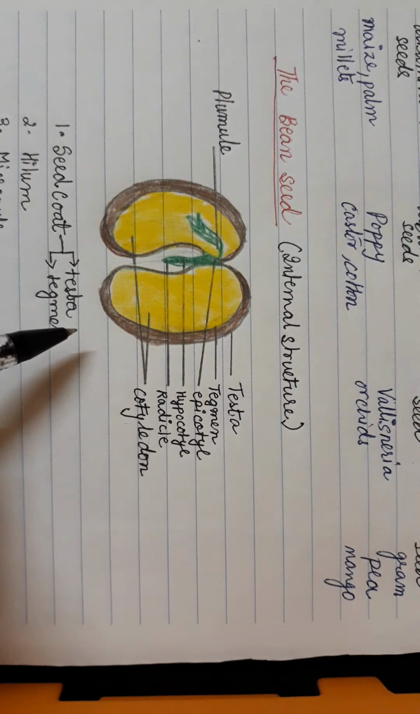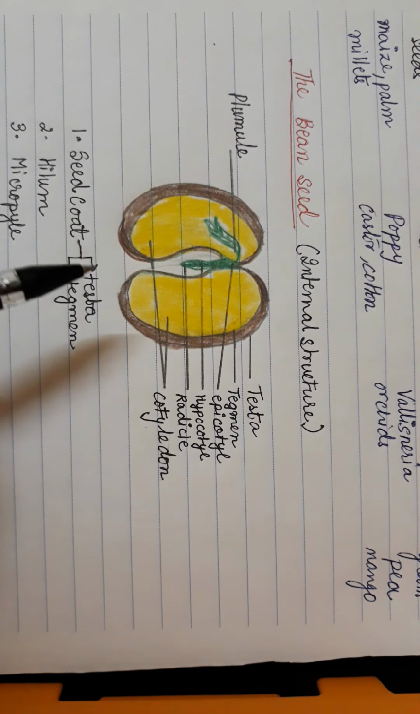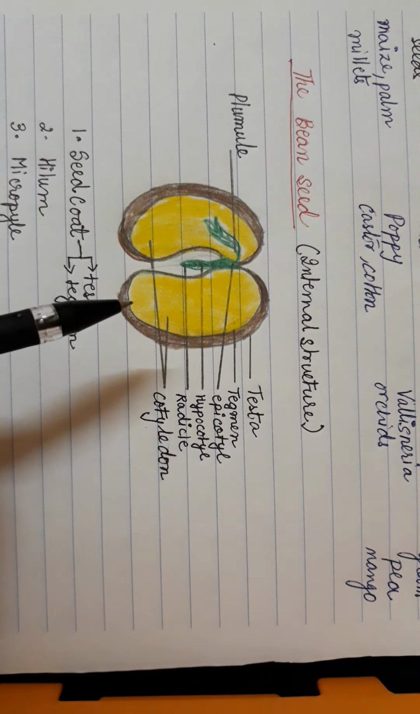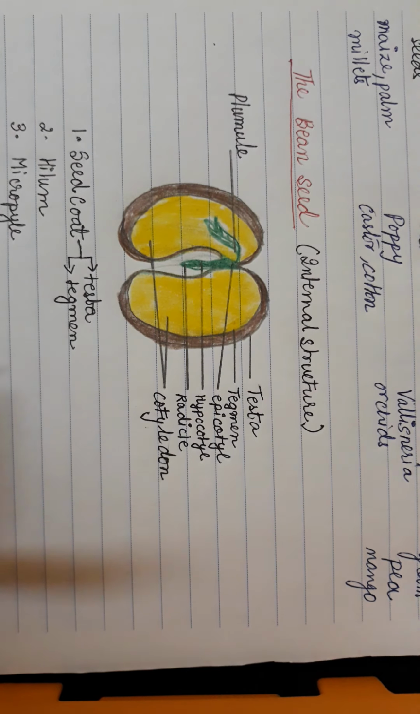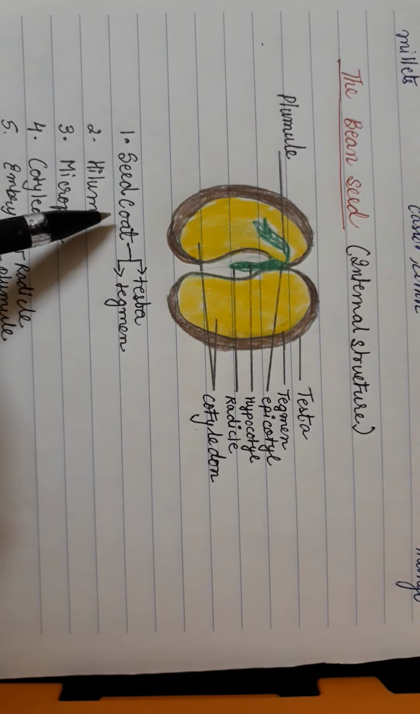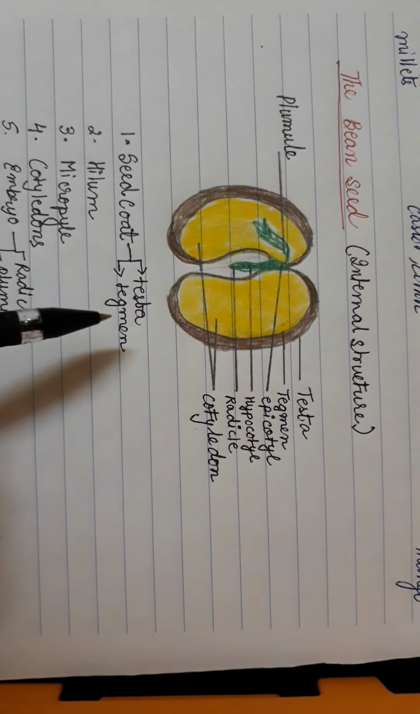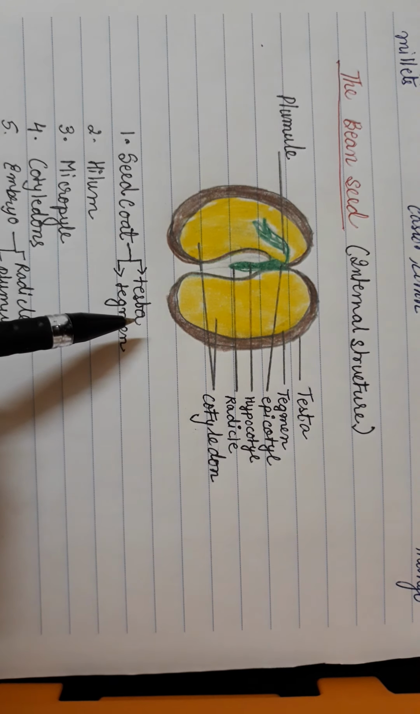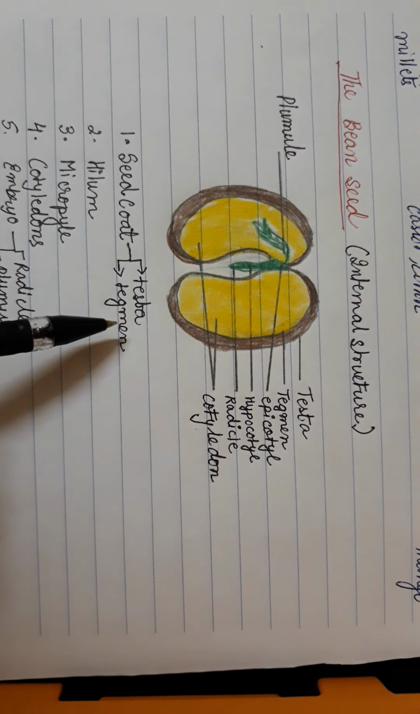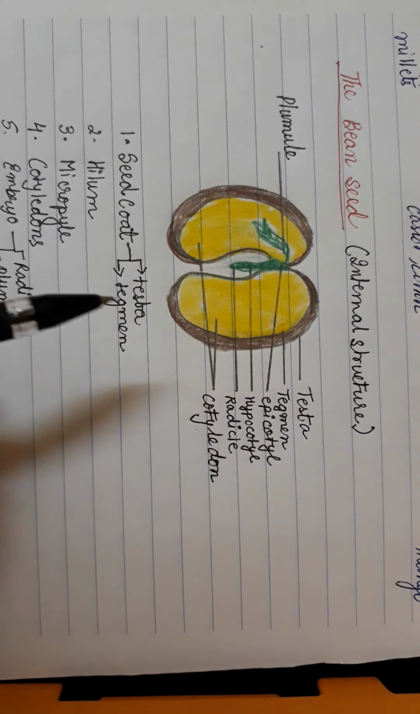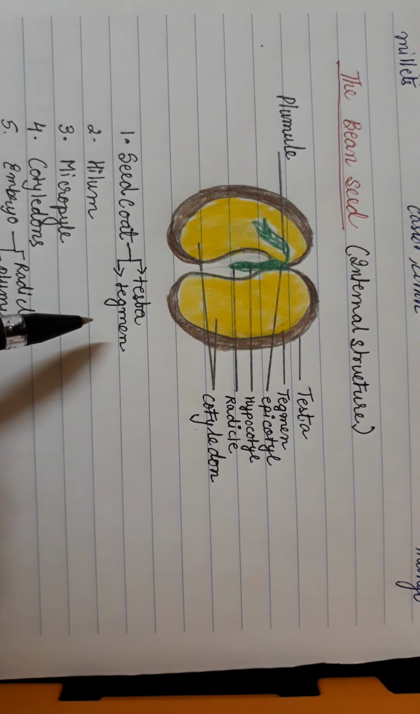When we talk about bean seeds, they are basically kidney shaped, being convex on one side and concave on the other side. So the following external features are seen in the bean seed. It contains the seed coat, that is testa and tegmen. Testa is the outermost smooth, thick and colored protective layer. It protects the seed from fungi, bacteria and insects, whereas the tegmen also protects the seed.